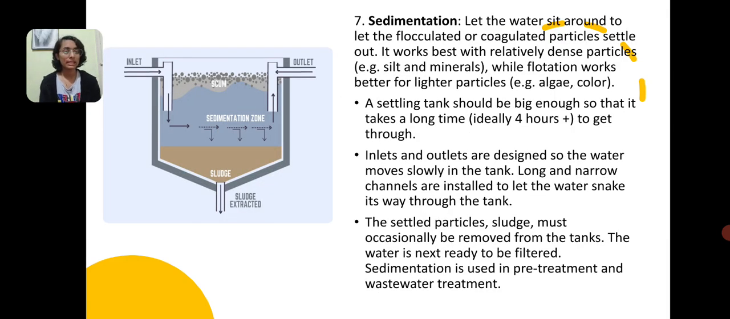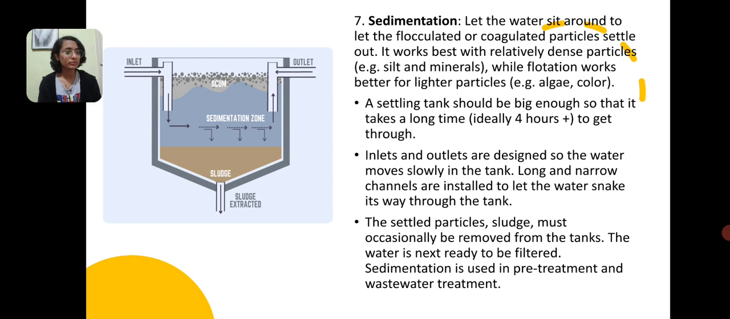Now, for the second step, sedimentation. Let the water sit around to let the flocculated or coagulated particles settle out. It works best with relatively dense particles, for example, silt and minerals, while flotation works better for lighter particles, for example, algae and color. A settling tank should be big enough so that it takes a long time, ideally 4 hours or more, to get through.